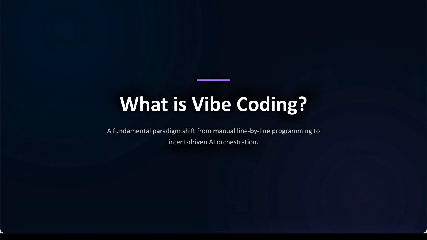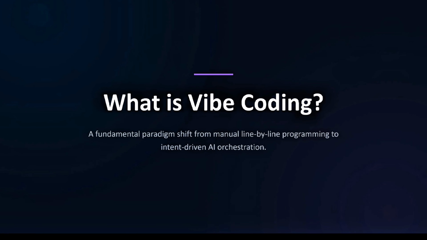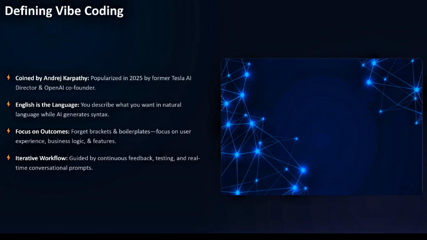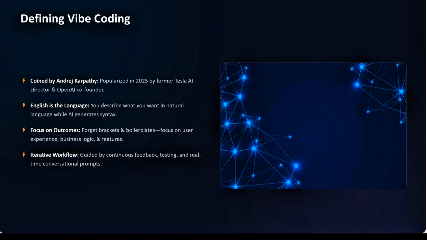So, what exactly is vibe coding? Vibe coding is fundamentally seen as using AI to help in making your coding projects. Vibe coding was originally popularized in 2025 by Andrej Karpathy, former Tesla AI director and OpenAI co-founder. Vibe coding means English is the new programming language.